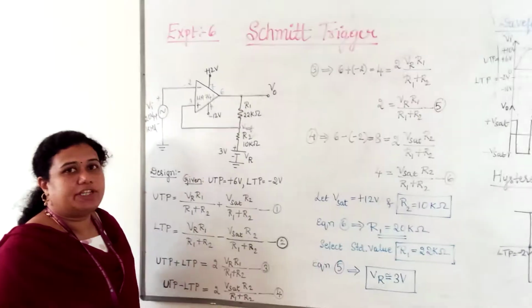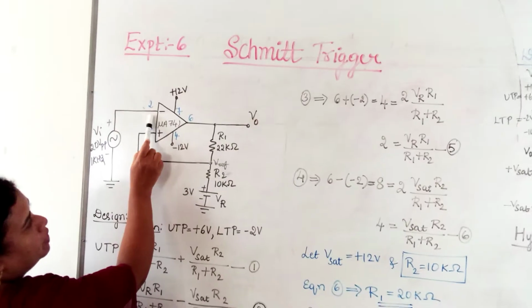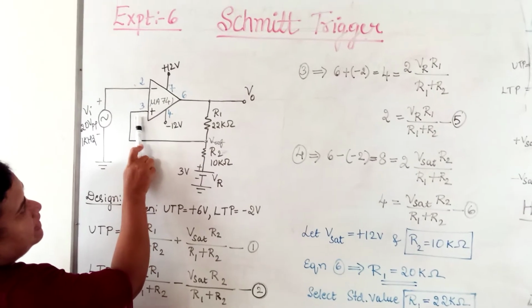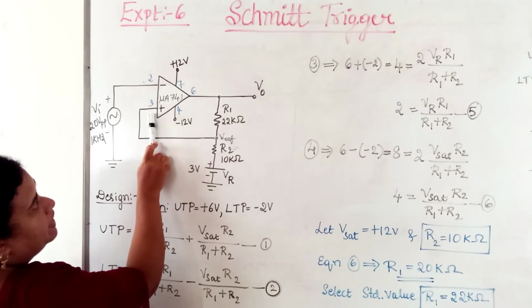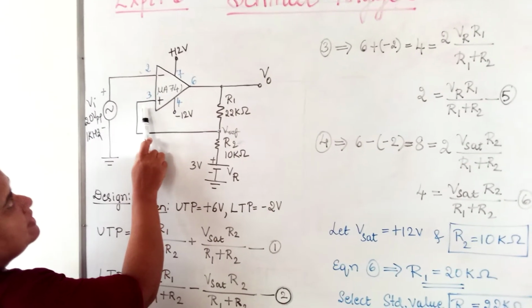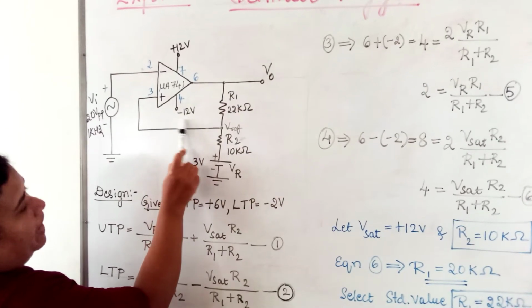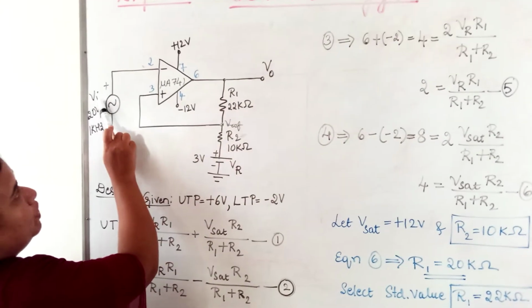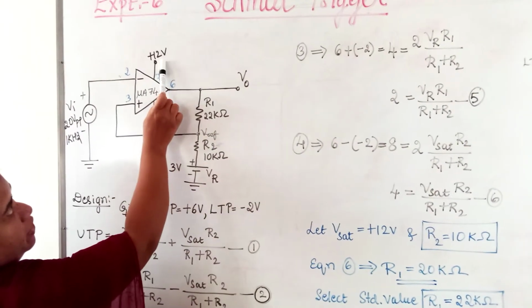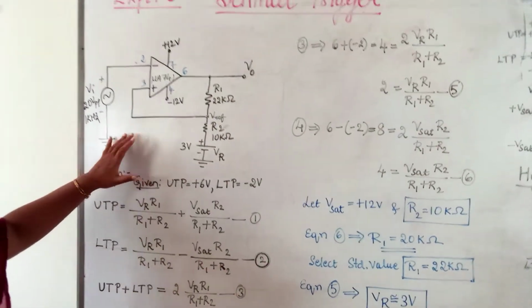So let us continue. Here input Vi is applied to the pin number 2. So Vi is compared with the V reference that is appearing at pin number 3. If Vi is greater than V reference, then the output voltage gets saturated to minus V sat. And if input is less than V reference, then the output gets saturated to plus V sat. So this is the principle of working of the Schmitt trigger.